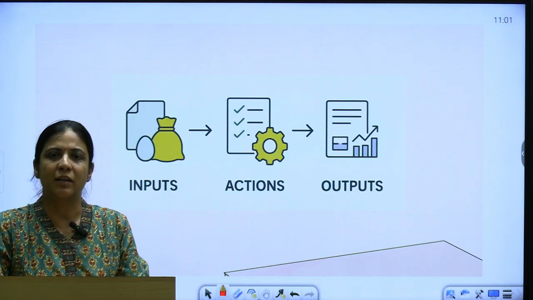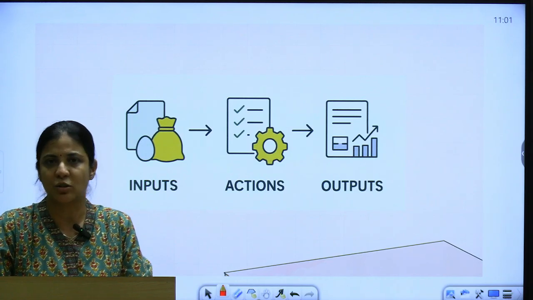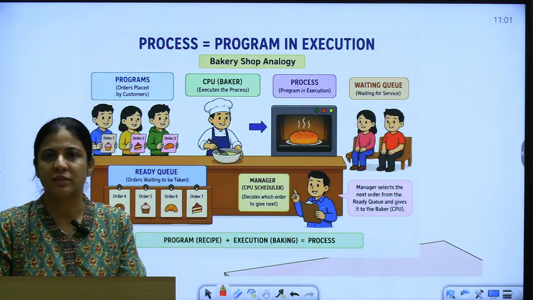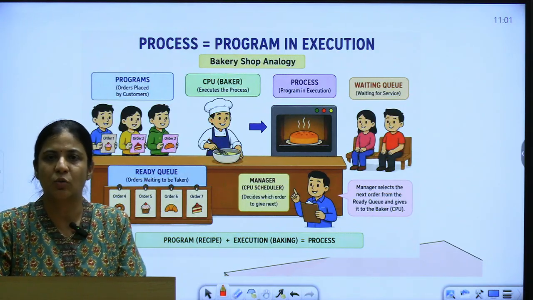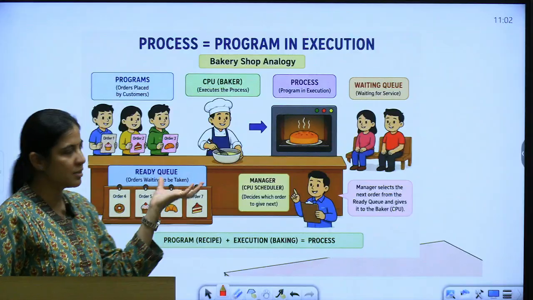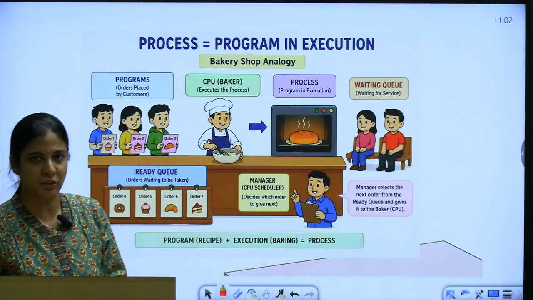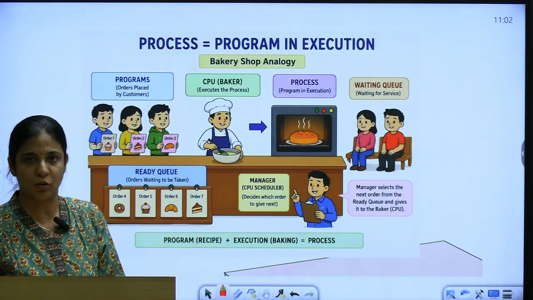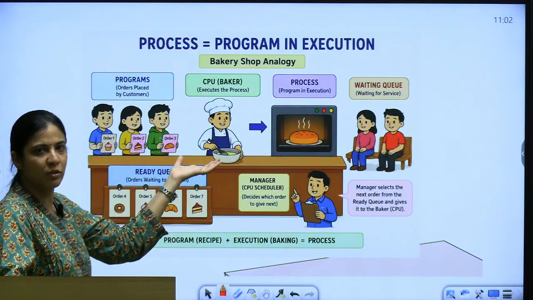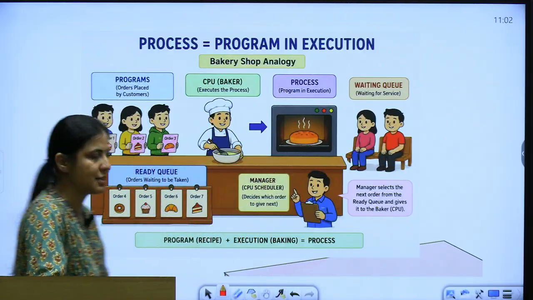Today, for explaining all the process states in the operating system, I want to give an analogy of a bakery system: how a program and a process work. With this analogy, we have customers and bakers, and the baker will do the processing, and after that we get the output. So the input is our customers, the CPU is our baker, and finally we get the output which we deliver to the customers.